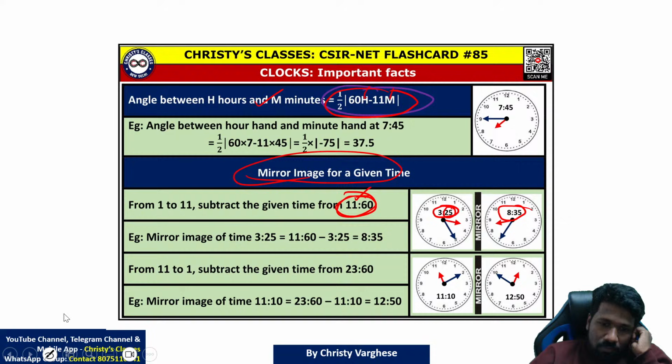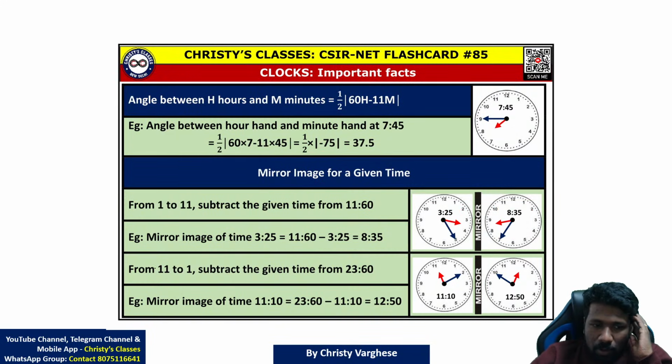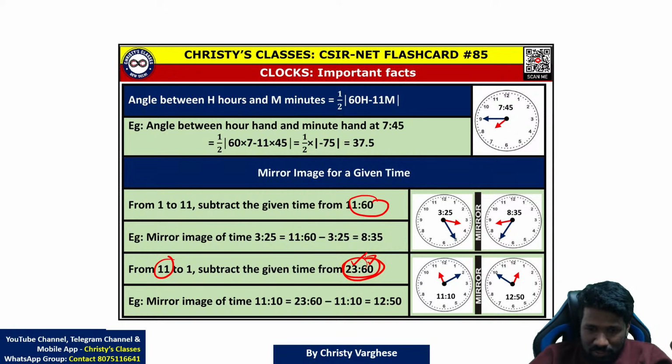रहा है. And if the value is above 11, it is better to take 23:60. 23:60 means 60 minutes after 23 o'clock. That is 23 o'clock plus 1 hour. That is 24 hour. 24 hour means 12 hour itself. So always subtracting from 12 itself. But 12 को 11:60 या 23:60 लिख सकता है as per your convenience.